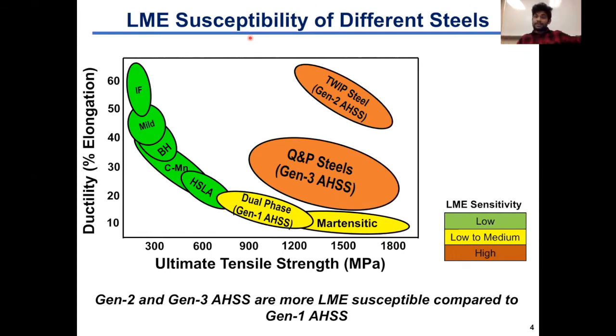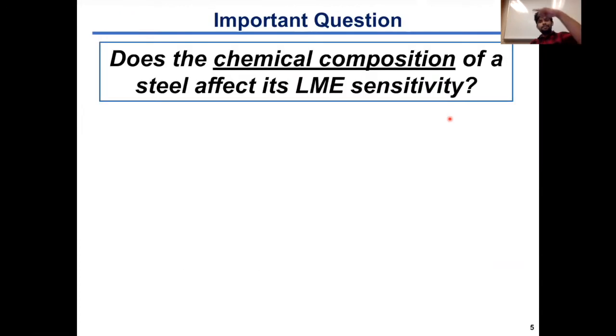Now, in my previous GRADS presentation of 2020, I showed you how the microstructure of these Gen 3 advanced high-strength steels can independently influence LME susceptibility. So in this presentation, we will have an answer to another important question: whether the chemical composition of an advanced high-strength steel can independently affect LME sensitivity. Now, how do we have an answer to this difficult question?